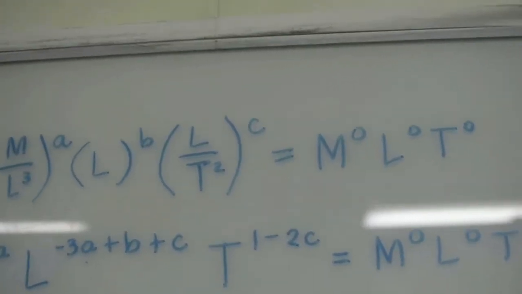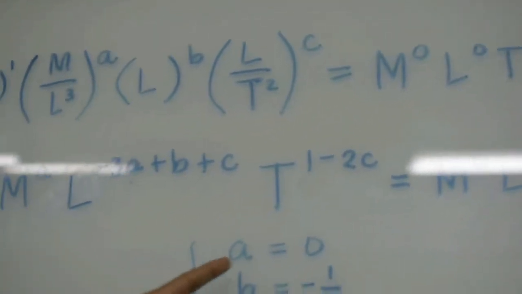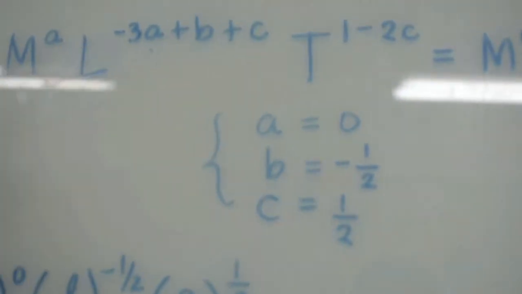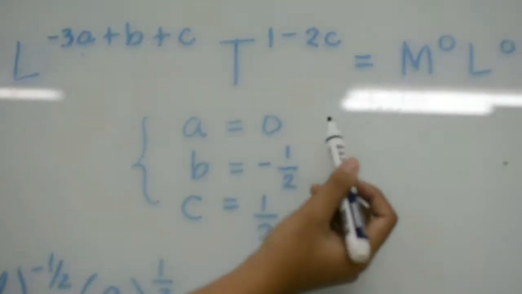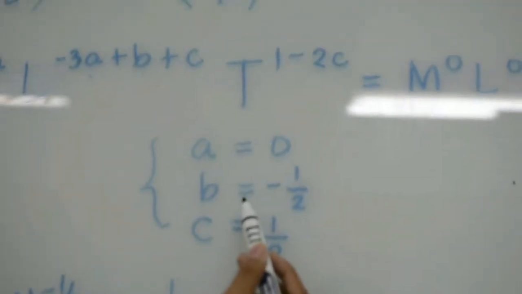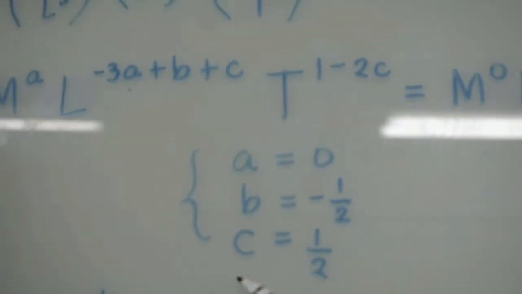So, equate na to each exponent to 0. So, we have a is equal to 0, then kanita na na expression, express equal to 0. So, we have b equals to negative 1 half, then c is equal to 1 half.